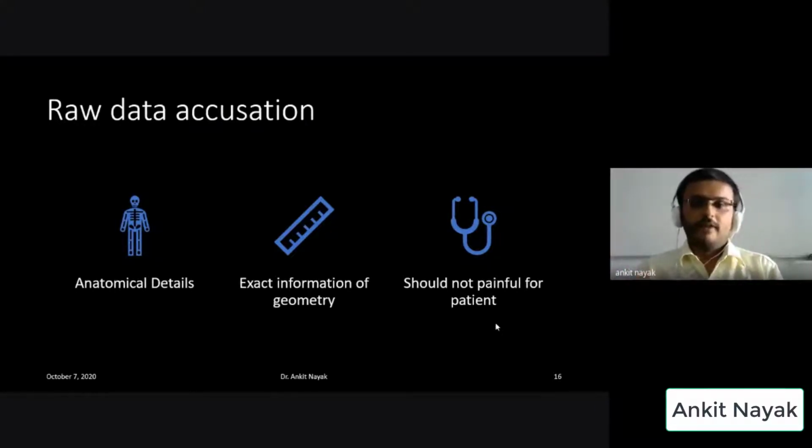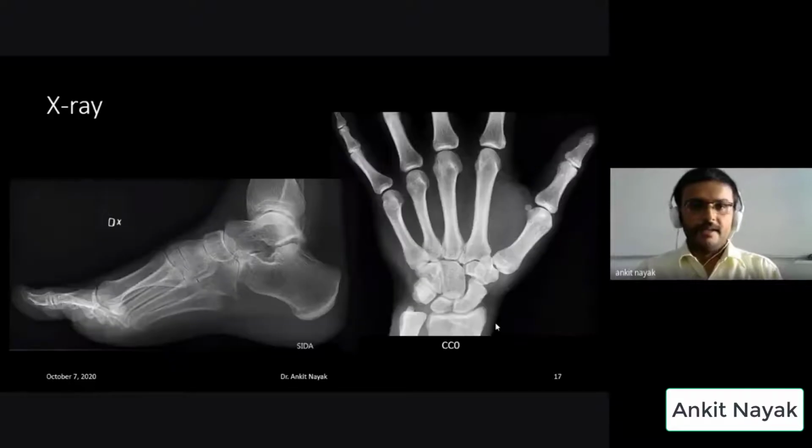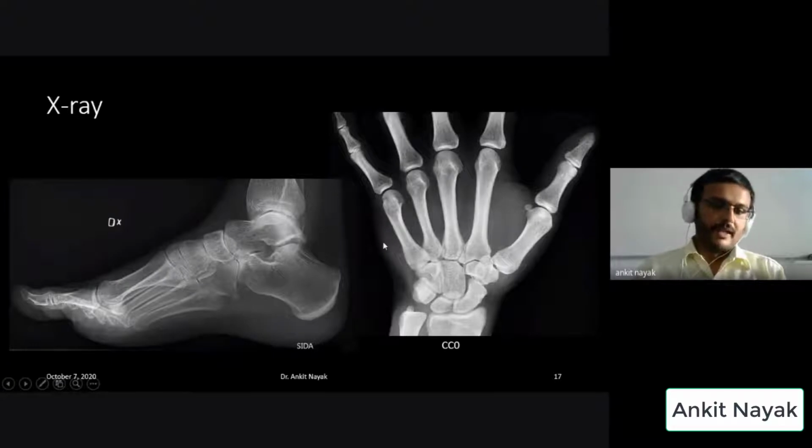It is not the real practice, and this practice you can't use in the real practice. So for this we can use the X-ray. This is the first solution. We can take X-ray, which will have the anatomical details and the exact information about the size. So this X-ray data we can use.